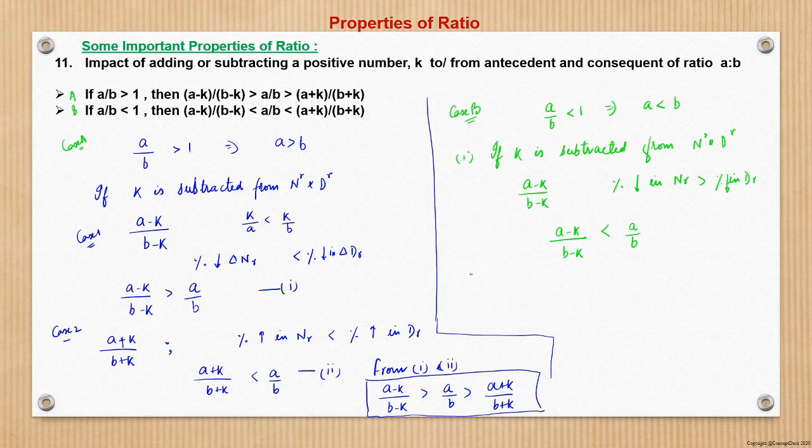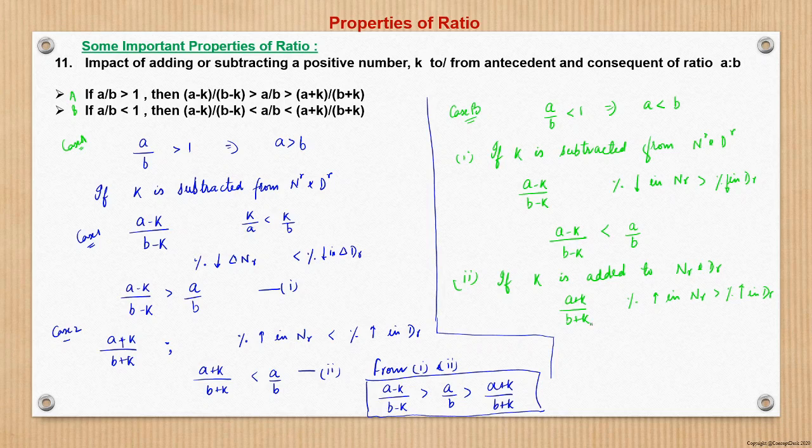Now if K is added to numerator and denominator, it becomes A plus K upon B plus K. Here the percentage increase in numerator, A being smaller than B, is greater than the percentage increase in denominator. So what happens here?